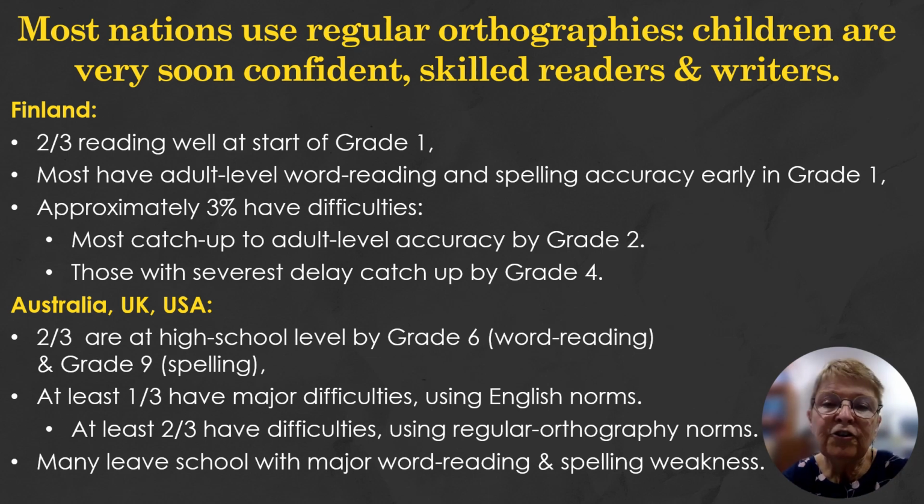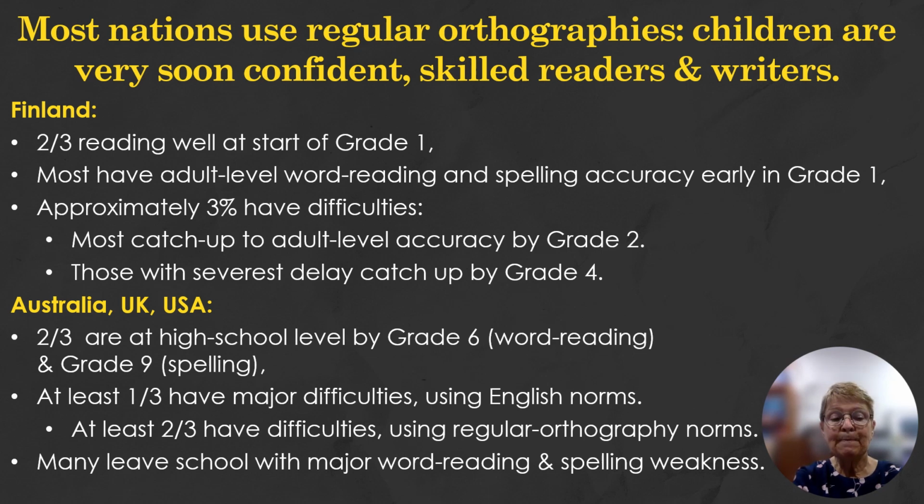So Finland, 2/3 of children are reading well when they start grade 1 without instruction, because it's so easy to learn to read Finnish. It's only got 23 letters with 23 sounds that always say that single sound in words and what have you. Approximately 3% have difficulties. Wow. Okay, only 3%, and most of those will catch up to adult level accuracy, because that's what kids have there. Once you know your letter sounds, you can read and write all the words. So most of the kids who are delayed catch up to adult level accuracy by grade 2, and those with severest delay catch up by grade 4.